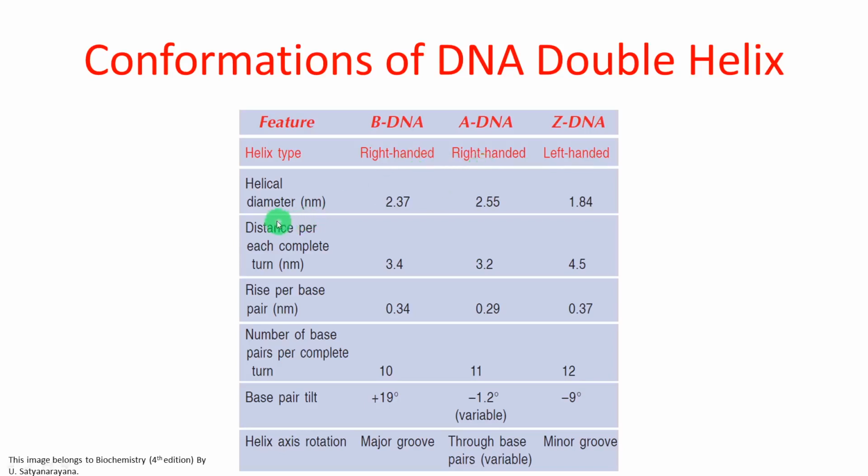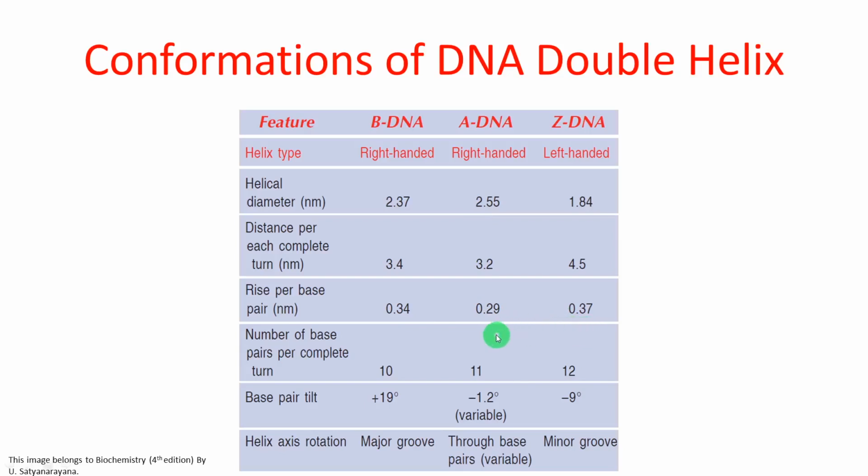The diameter of the helix is 2.37 nanometer in B DNA, it is 2.55 nanometer in A DNA and it is 1.84 nanometer in Z DNA. If you consider the distance of one complete turn of DNA, then in B DNA it is 3.4 nanometer, A DNA is 3.2 nanometer and Z DNA is 4.5 nanometer. If you consider the distance between 2 nucleotides of DNA, then in B DNA it is 0.34 nanometer, in A DNA it is 0.29 nanometer, in Z DNA it is 0.37 nanometer.